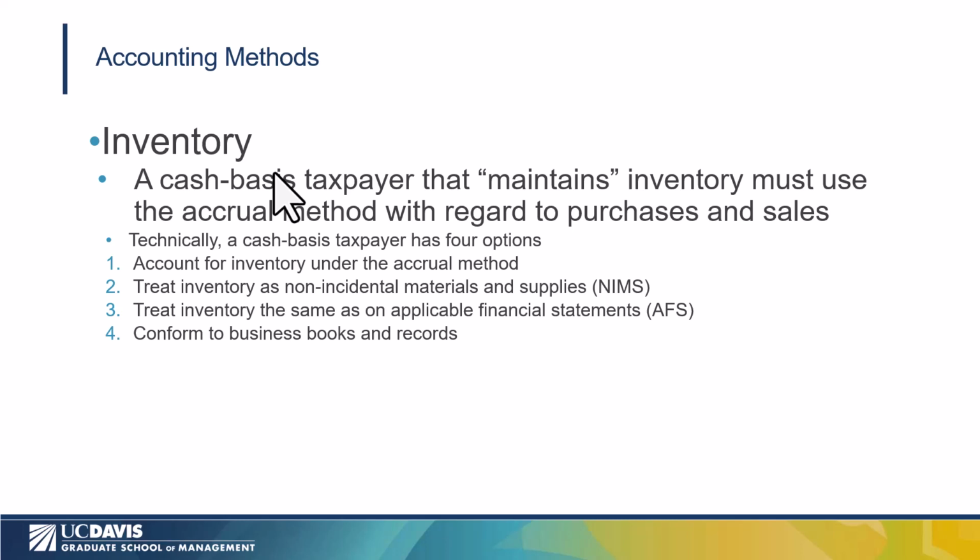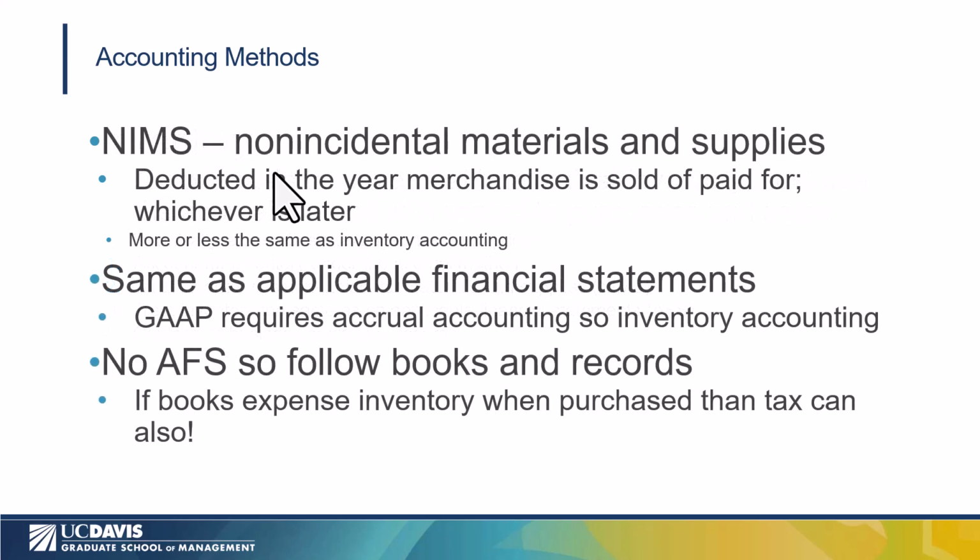Now, that's not entirely true. Technically, a cash basis taxpayer has 4 options. One is they can account for it under the accrual method, no doubt. They can treat inventory as non-incidental materials and supplies. They can treat inventory the same as they do on their applicable financial statements if they have them, and if they don't, they can conform to their business books and records. Okay, let's see what those 4 things are.